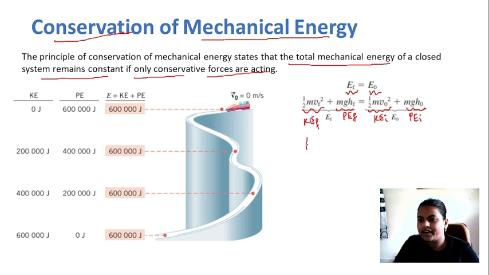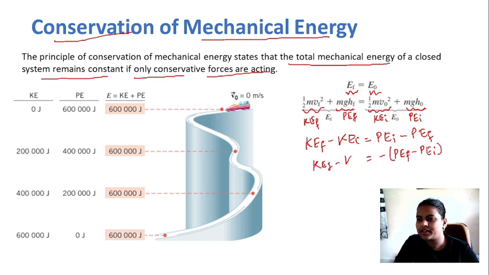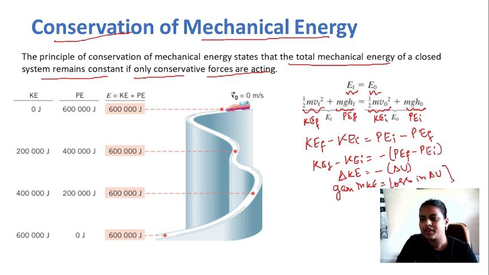Or I can write that final kinetic energy minus initial kinetic energy would be equal to initial potential energy minus final potential energy. That is, the negative of final potential energy minus initial potential energy is equal to final kinetic energy minus initial kinetic energy. Or I can write that the change in kinetic energy is the negative of the change in potential energy. Or I can write that the gain in kinetic energy is equal to the loss in potential energy. So this is our conservation of mechanical energy.